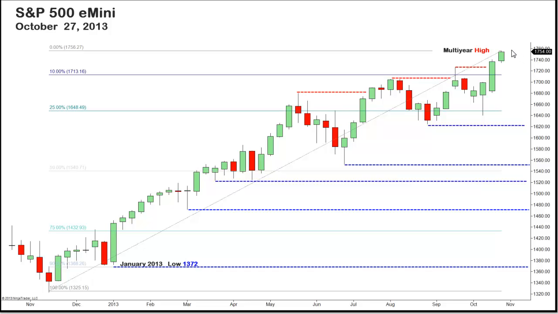And on Friday, S&P futures auctioned up to a new multi-year high at 1756. Friday's rally was driven by strong earnings in the tech sector and supported by continued speculation that the Fed will continue its quantitative easing into the first quarter of next year.